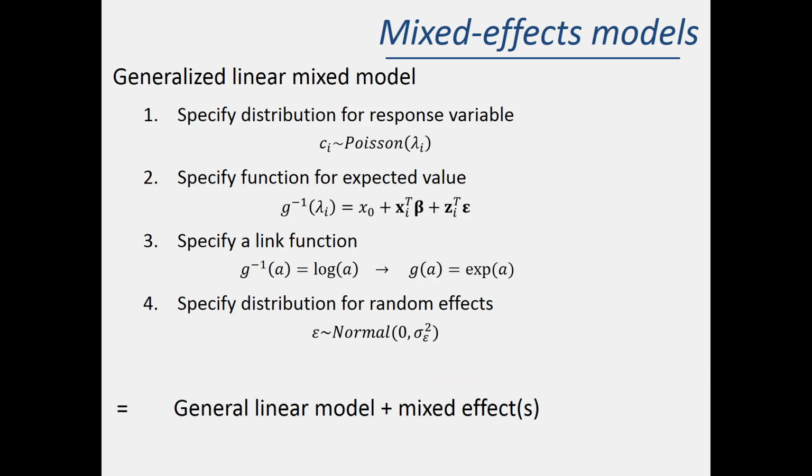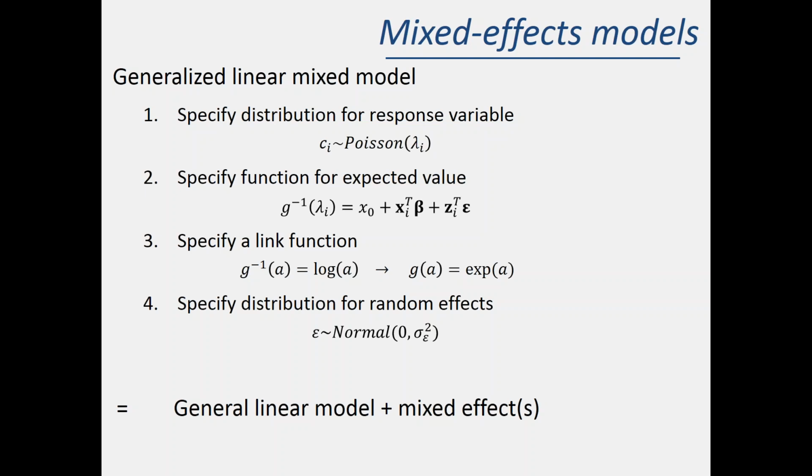Okay, so we talked about GLMs last Thursday, and then we talked about linear mixed effects on Tuesday. And so combining them, this is sort of the plain English description of what a generalized linear model is. You specify a distribution for your response variable, your data. You specify a function for the expected value, where G, or rather the inverse of G, is called the link function. And then you have a linear predictor on the right-hand side.